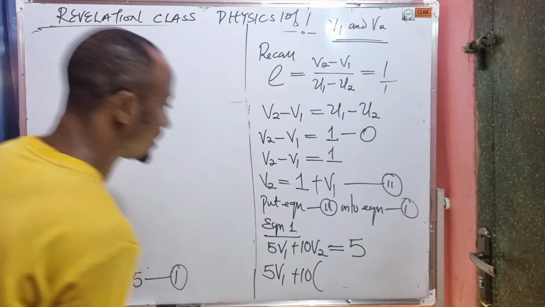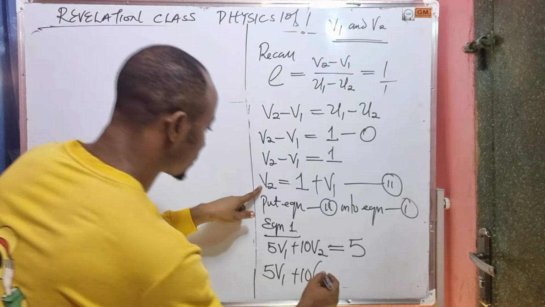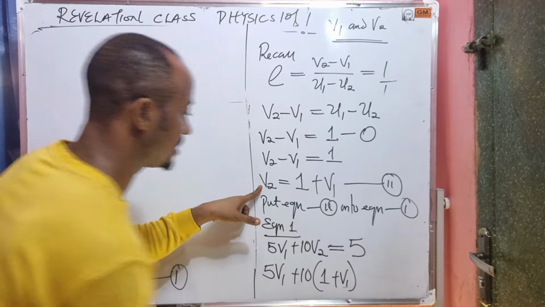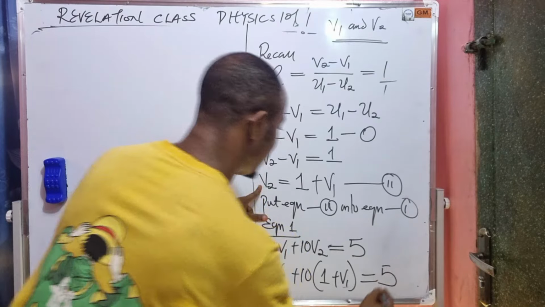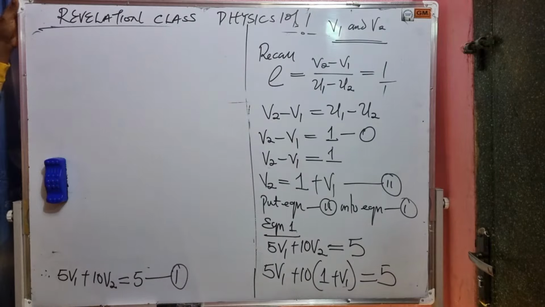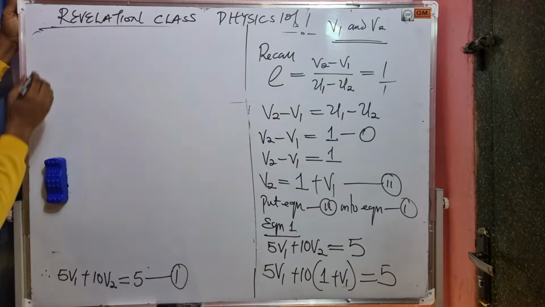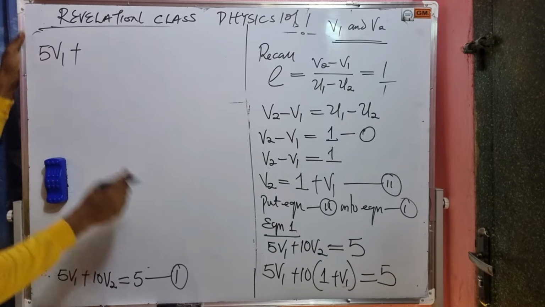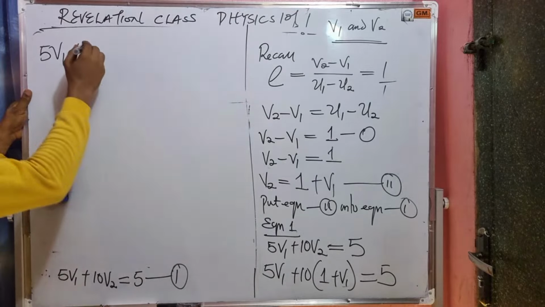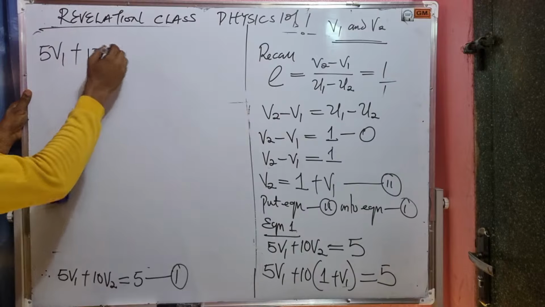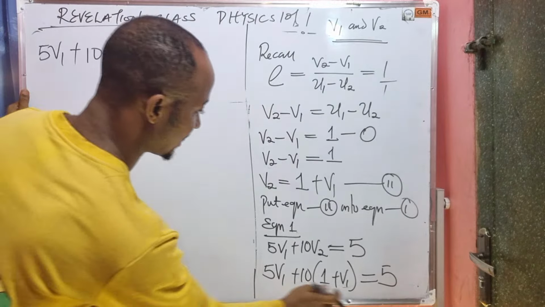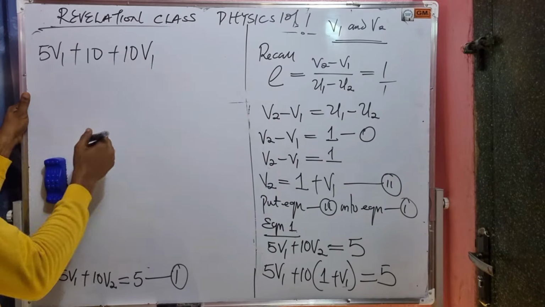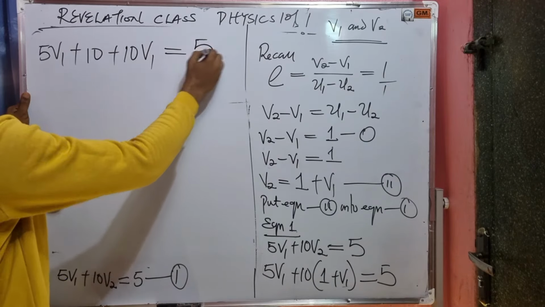10 in brackets. Our v2 is 1 plus v1, right? All equals to what here? 5. Now the next step is to expand this. That will give us 5v1 plus 10 times 1 is 10 plus 10 times v1 is 10v1, all equals to 5.